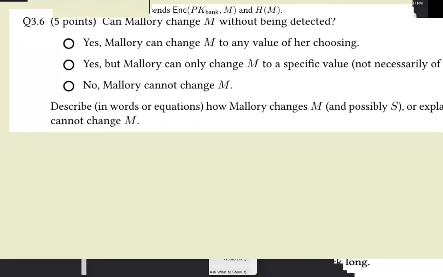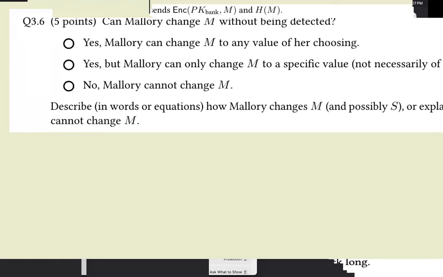What do we think for this one? Do you guys need more time? Okay, fair enough. Yeah, any ideas?